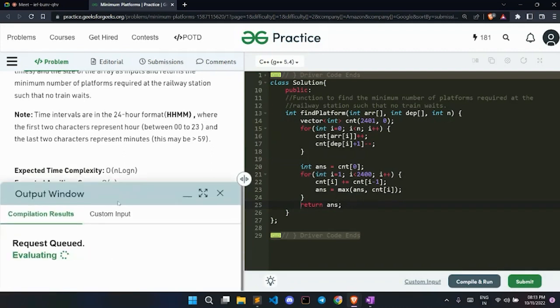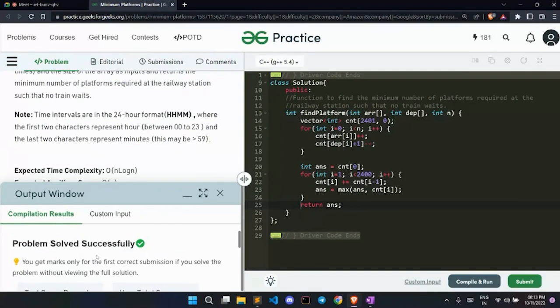Let's check whether it is running properly or not. So here the output is okay, and here also, all the test cases are passed.